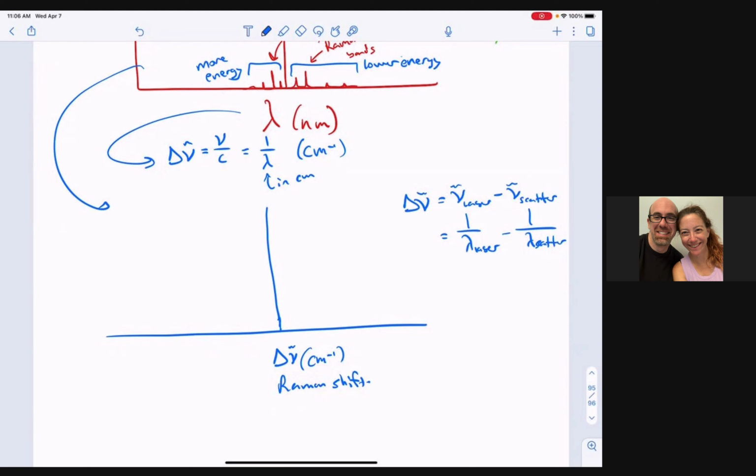If the energy of the scattered light is the same as the incoming photons, what would you say about the wavelengths? They're the same, right? And their frequencies are the same. So if I just say that the laser wavelength is x, and I have 1 over x minus 1 over x, what is that value? Thank you, 0, right? So at a Raman shift of 0 wave numbers, I have my Rayleigh peak.